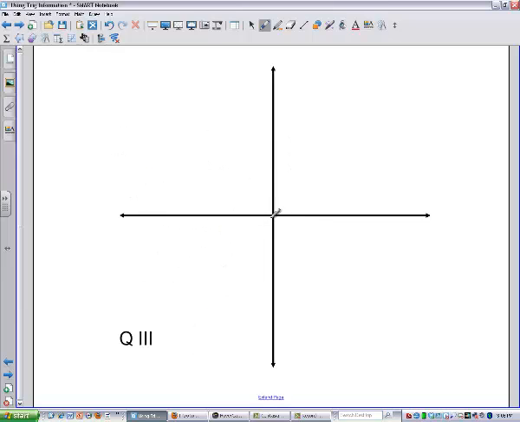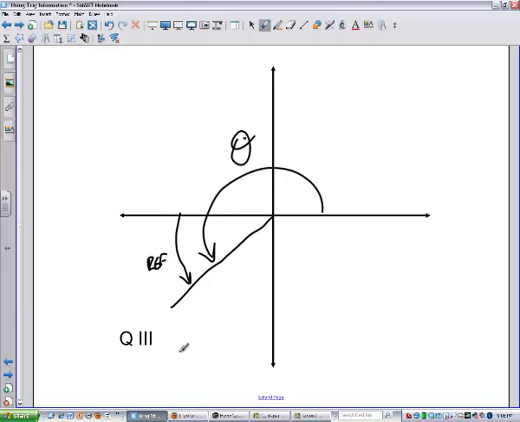Let's move to the third quadrant. Here's my angle. That's theta. This little piece is my reference angle. We always make our reference angles relative to the x-axis. So my reference angle in this case is going to be theta minus 180, or theta minus pi. And so that's how we figure out my reference angle.